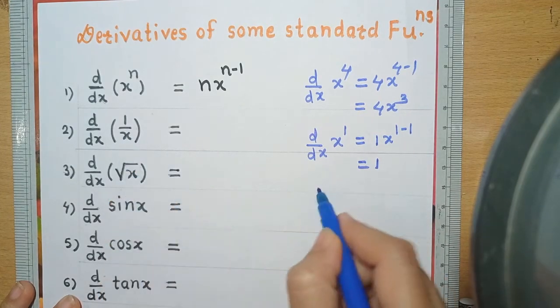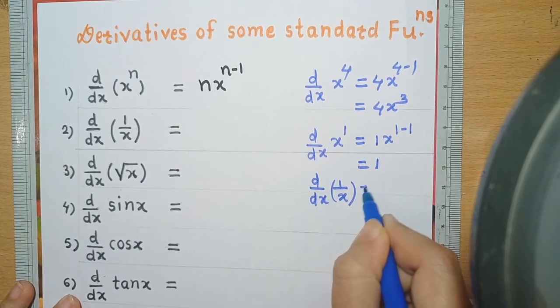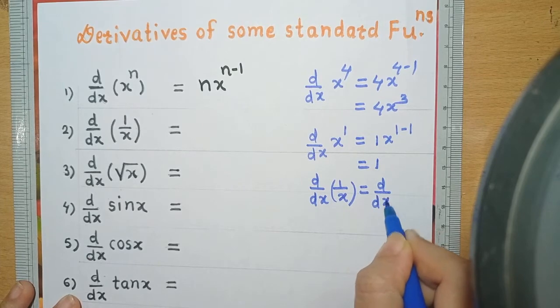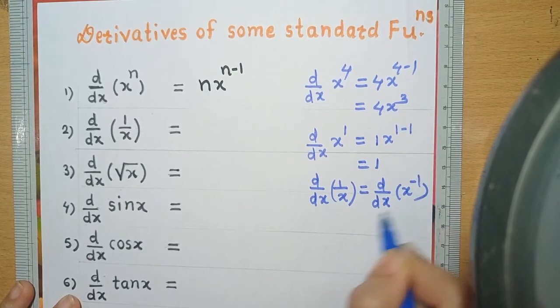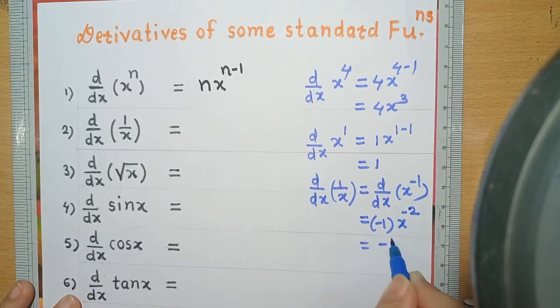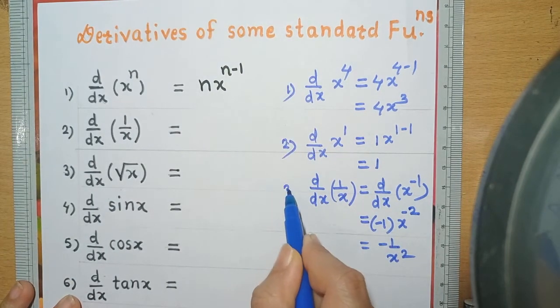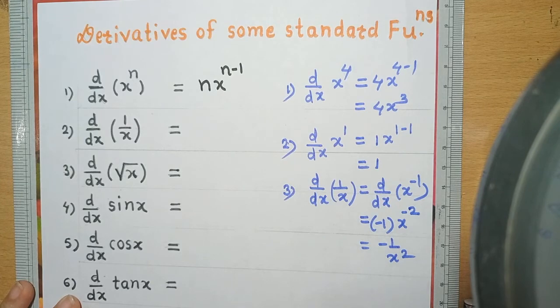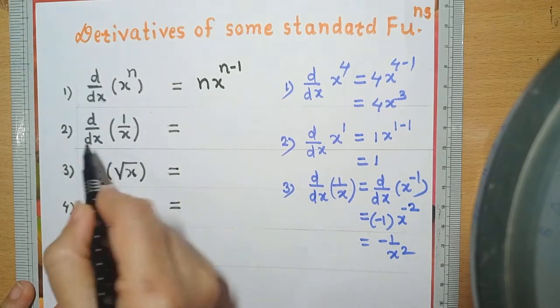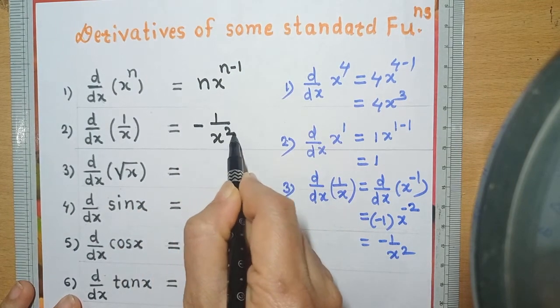Now let's see second, d by dx of 1 upon x, so that is equal to d by dx of x raised to minus 1, and again minus 1 comes here, x raised to minus 1 minus 1 means minus 2, that is equal to minus 1 upon x square. In the same way, this is the first one, this is the second, this is the third example. So in the same way you have to practice. So the second formula we have derived is minus 1 upon x square.